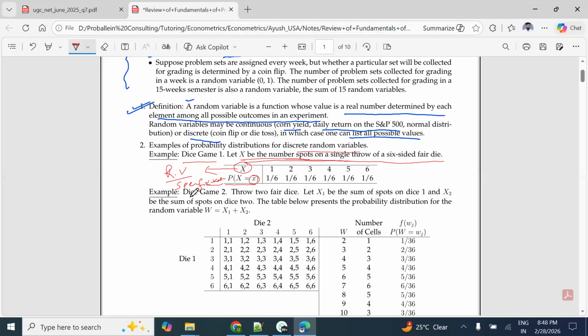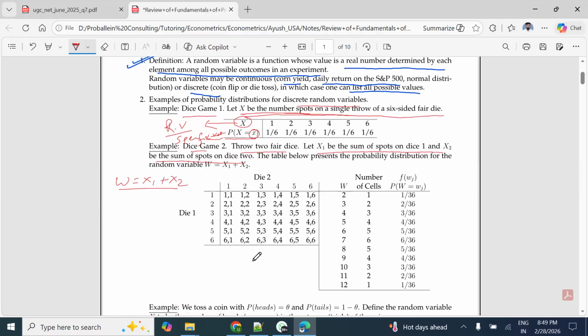Next example is dice game 2. Throw a pair of dice. Let X1 be the number of spots on die 1 and X2 the number of spots on die 2. So the table below presents the probability distribution for the random variable W equal to X1 plus X2. Okay, Ajay? Is it clear?